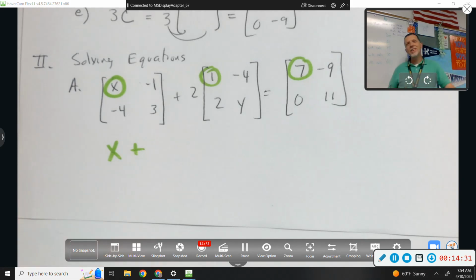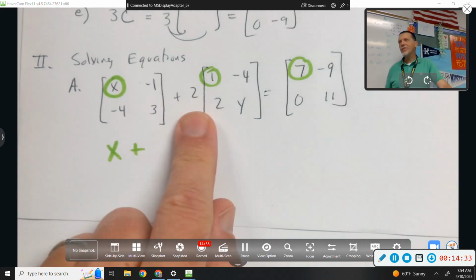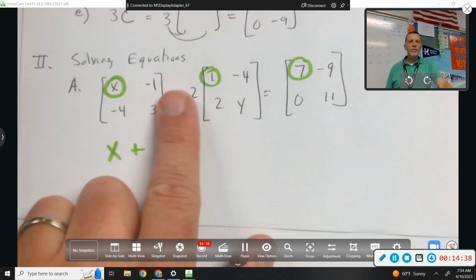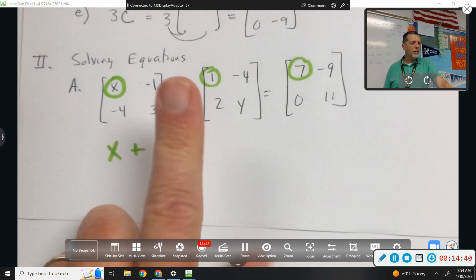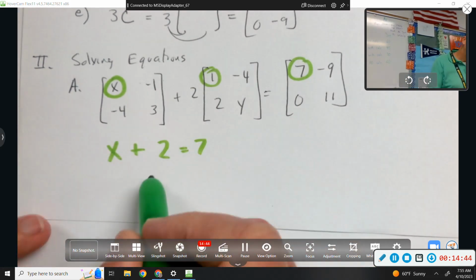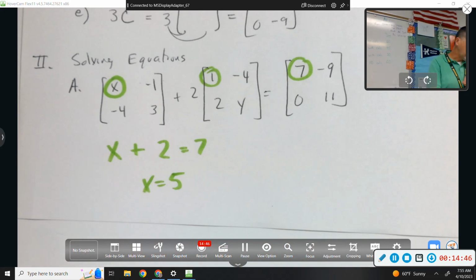and that's where I'd be careful. Why 2? That 2 out front. That's like the only thing that people mess up. They get so focused in on, okay, top left, x plus 1 equals 7. Like, oh, wait a minute, there's a 2 out front. So x plus 2 equals 7. So x equals 5.